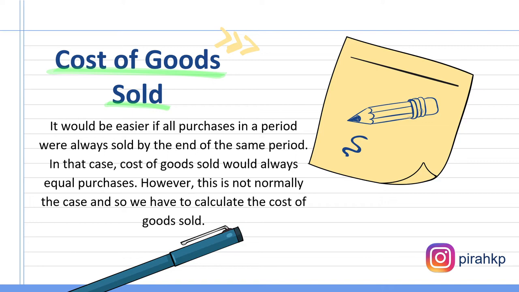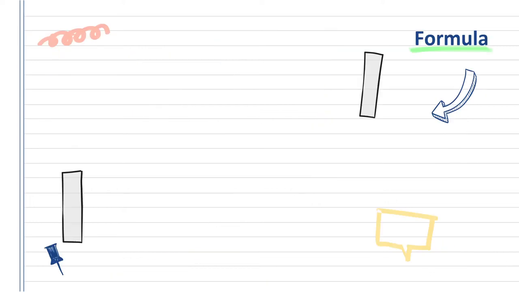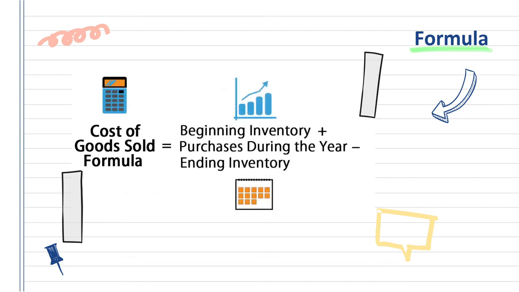Here is the formula of cost of goods sold. Beginning inventory. What's beginning inventory? Basically, what is remaining in your inventory or stock from the previous year. So whatever is remaining over there, that's your beginning inventory. Let's take the book example again. Let's say you already had 20 books from your previous year.